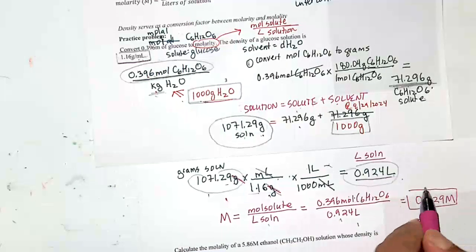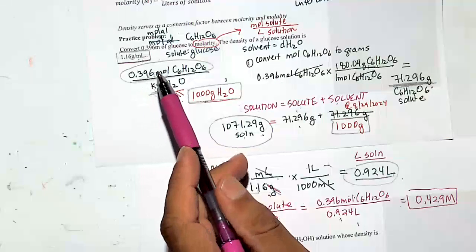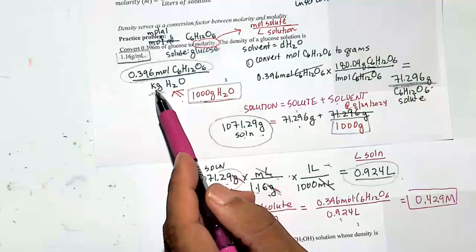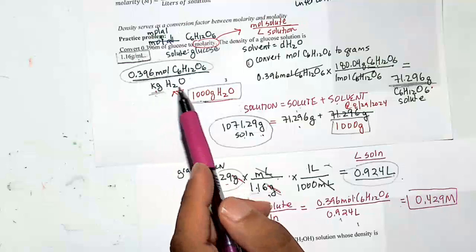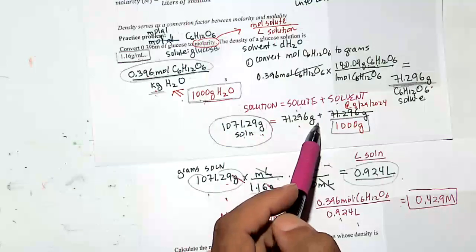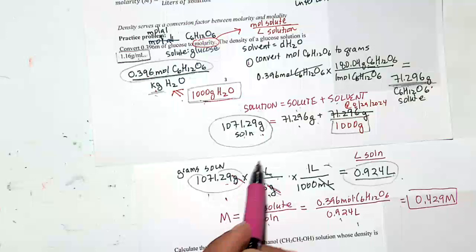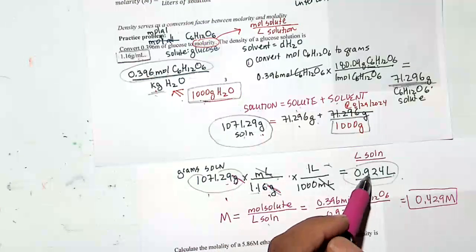Okay, so these problems just take a lot of practice. They're not intuitive. Molality is moles over kilogram of solvent. 1 kilogram is 1,000 grams of solvent. We get the grams of solute, add them together. And then we got our grams. We use the density to get the volume.